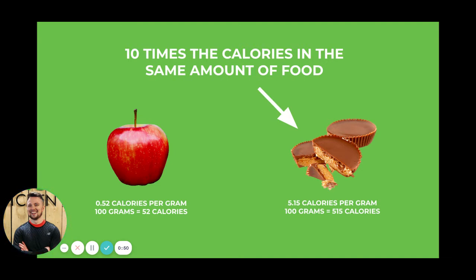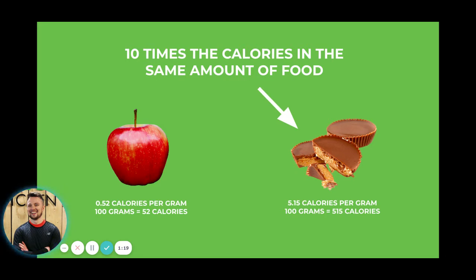So when your goal is fat loss, it can be useful to focus on eating foods that provide a lot of food in terms of quantity for very few calories, because this is going to leave you feeling fuller for longer as the volume of food you've eaten is higher, even though the calorie content is low. So in this example, you'd have to eat a kilogram of apples, which is about 10 apples in total, to get the same amount of calories as you would from just about 100 grams of Reese's chocolate.